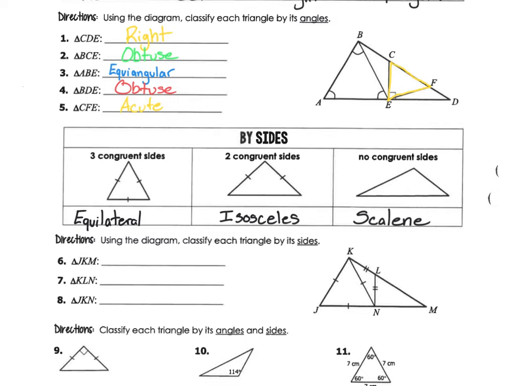Okay, so if we move down here, this says JKM. JKM. Are any of those sides the same length? No. So that would be scalene.